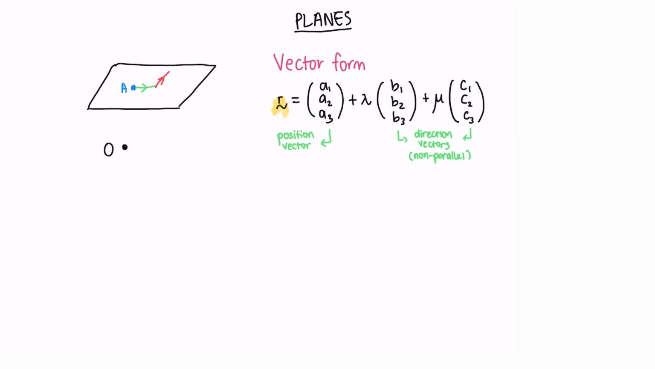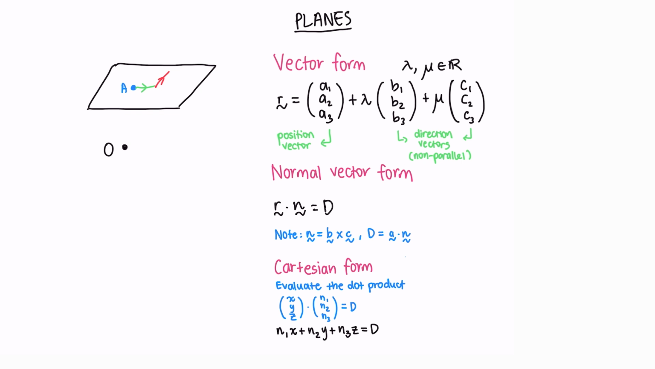r, which is the position vector of any point on the plane, a, which is any point on the plane, and here are the two directional vectors. Lambda and mu are just my two parameters where we can have any constant multiple of the directional vector. Now we have two more forms of the plane, but let's focus on the normal vector form first.